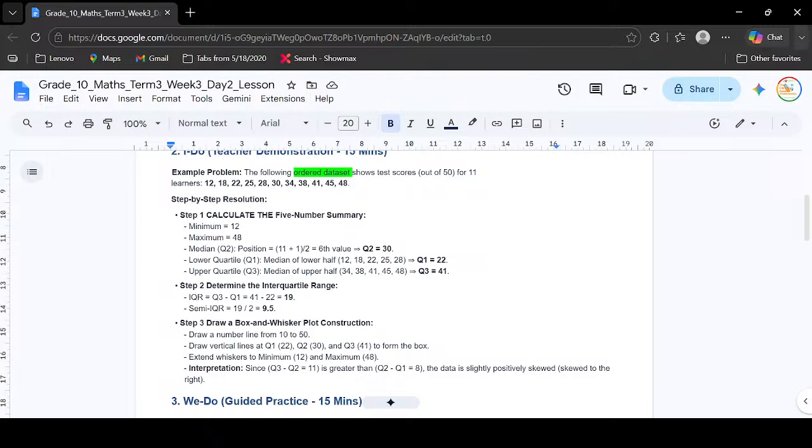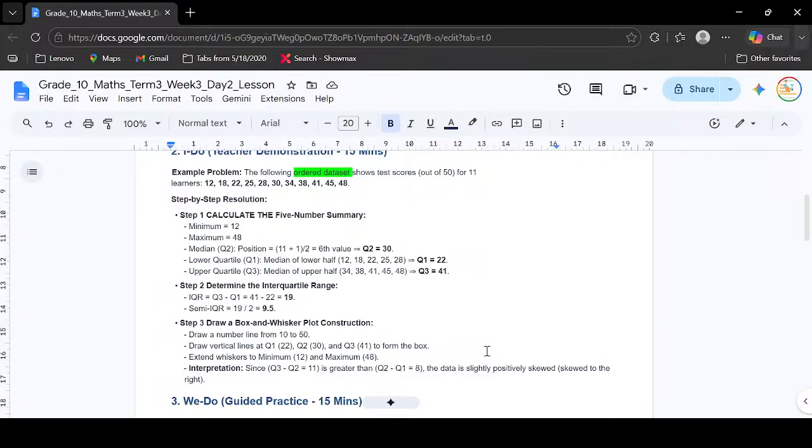Welcome guys, we are continuing with our stats for grade 10. We are going to be continuing where we left yesterday. Yesterday we touched on how to get the 5-number summary for odd and even numbers. And then today we are going to try to draw a box and whisker, determine the interquartile range.